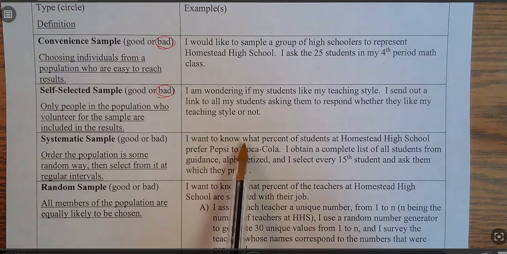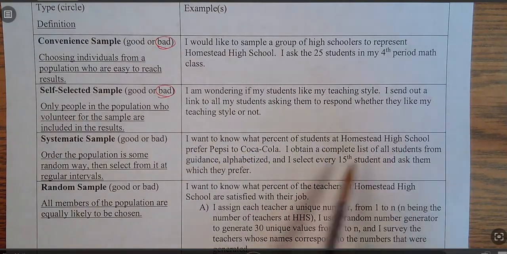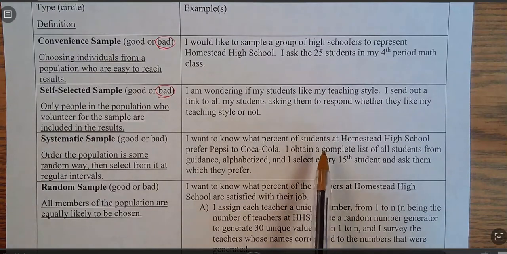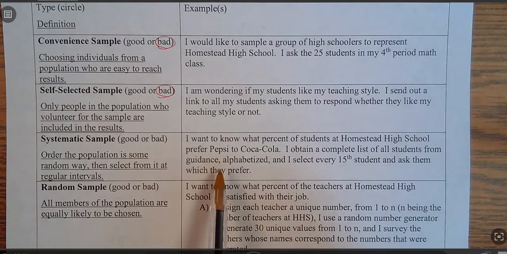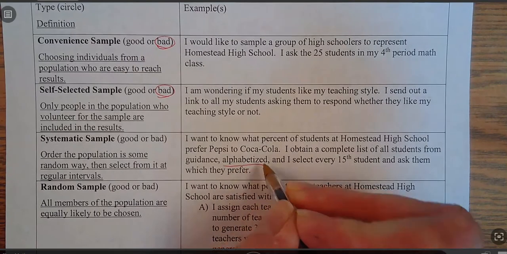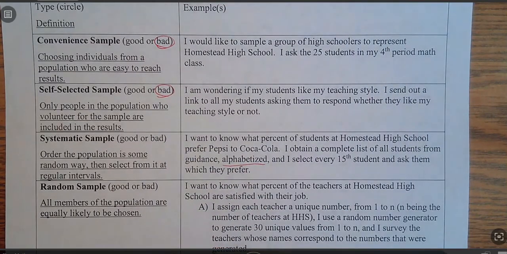So let's say I want to know what percent of the population at Homestead prefer Pepsi to Coke. So I get a complete list of all the students from guidance. I alphabetize them. Now, is that random? Yes, because when you were born, a random last name was basically assigned to you. And then I select every 15th student on the list, and I ask them which they prefer.